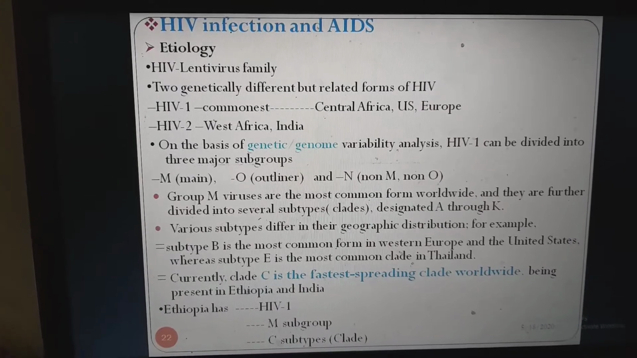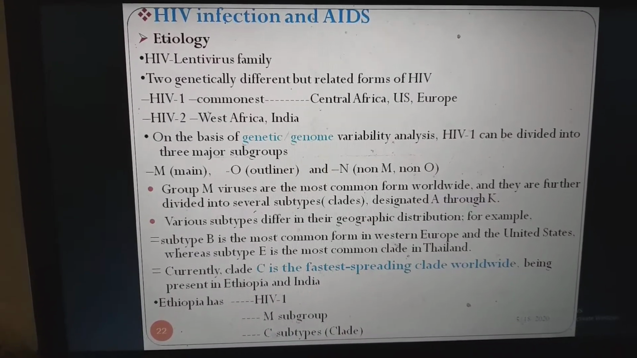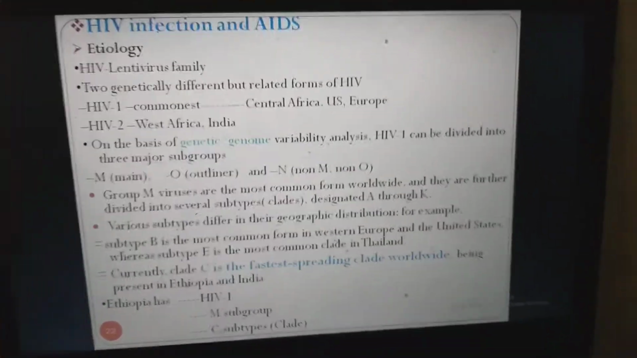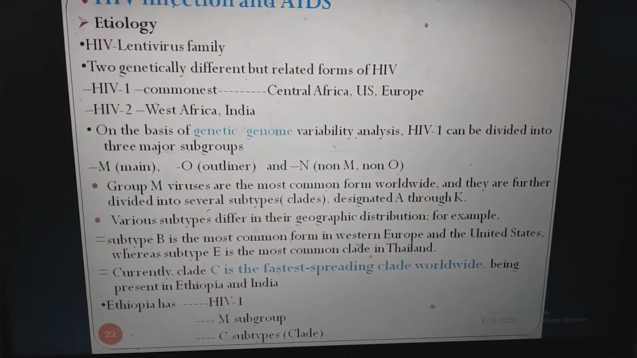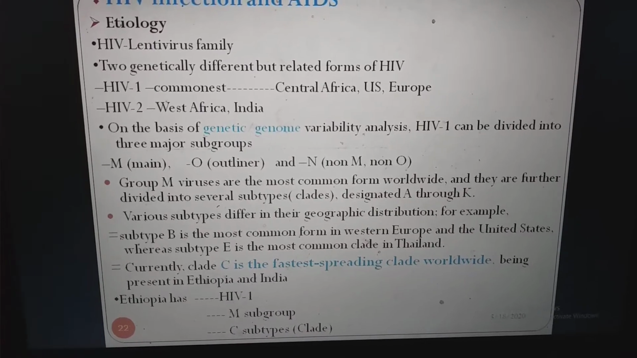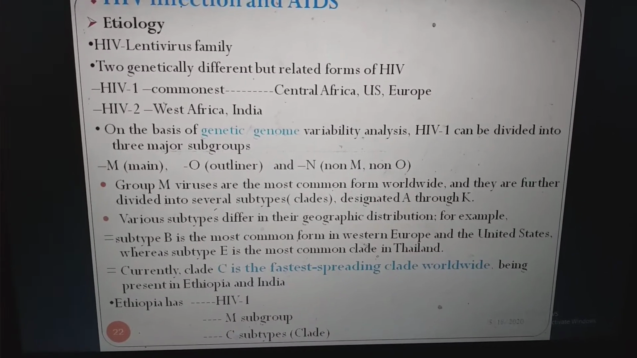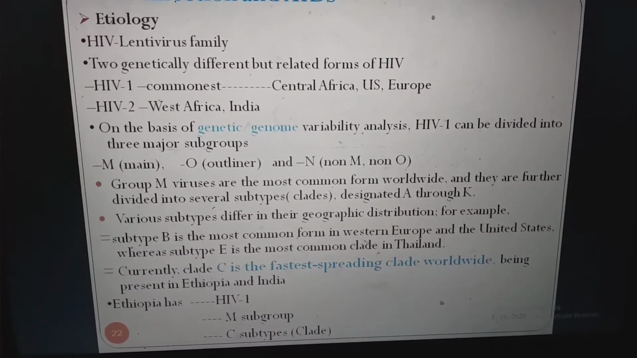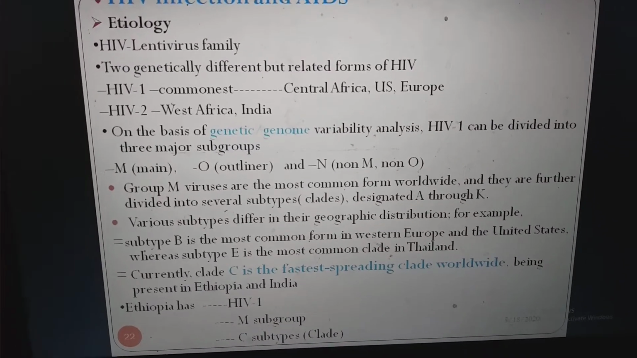On the basis of genetic or genome variability analysis, HIV-1 can be divided into three major groups or subgroups. These are HIV-1 M, O, and N. M means the main one, O means outlier, and N is none, that means not M, not O. So we can classify into three.